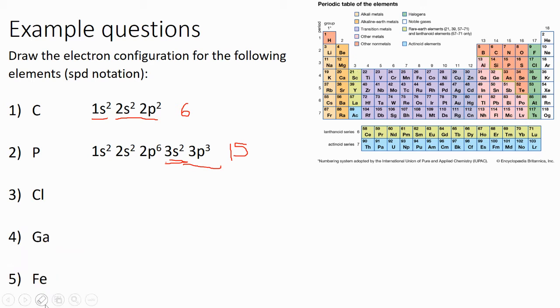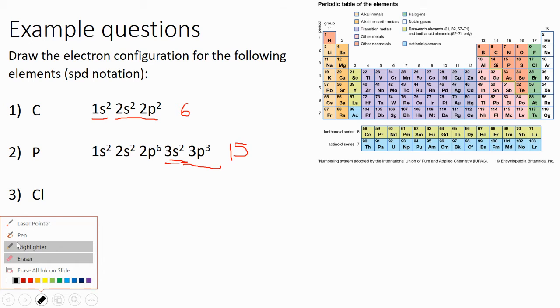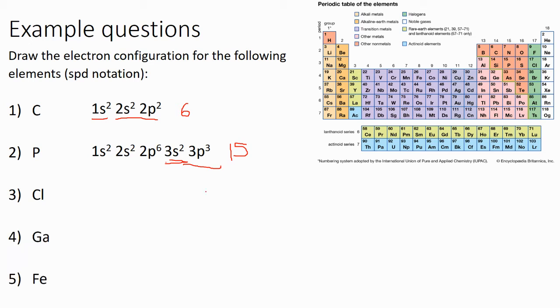The next example is chlorine atom. Okay, so the atom means it hasn't lost or gained any electrons. So chlorine atom has an atomic number of 17. So it's going to have 17 electrons. So we can use a periodic table. So 1s2, 2s2, 2p6, 3s2, and then up 1, 2, 3, 4, 5. So it's going to be 3p5 for a total of 17 electrons.